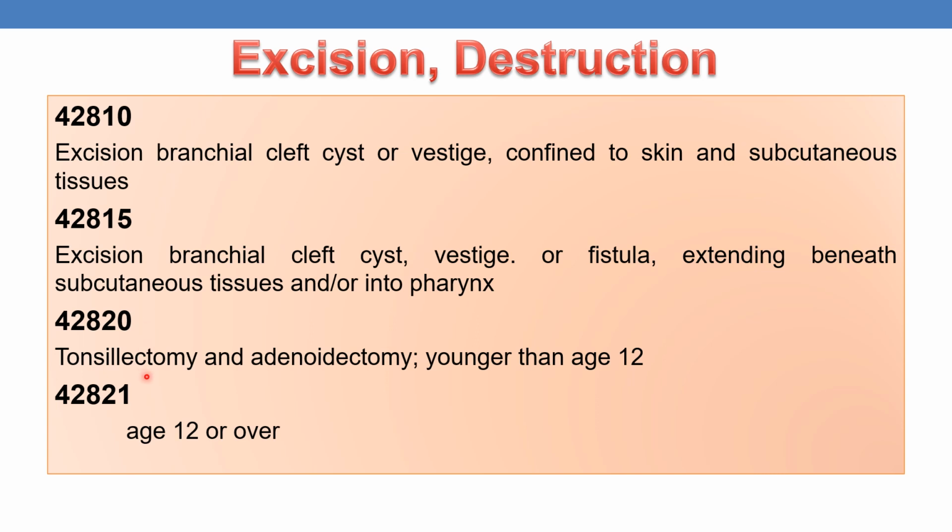The next is 42820. It deals with tonsillectomy and adenoidectomy. Ectomy means surgical removal. Tonsillectomy is surgical removal of tonsils, and adenoidectomy is surgical removal of adenoids. For tonsillectomy and adenoidectomy younger than age 12, the CPT is 42820. And for tonsillectomy and adenoidectomy 12 years or over, the CPT is 42821.